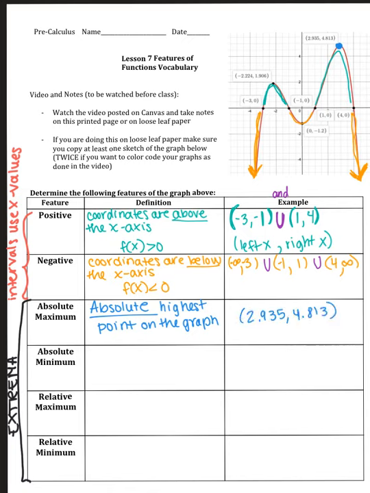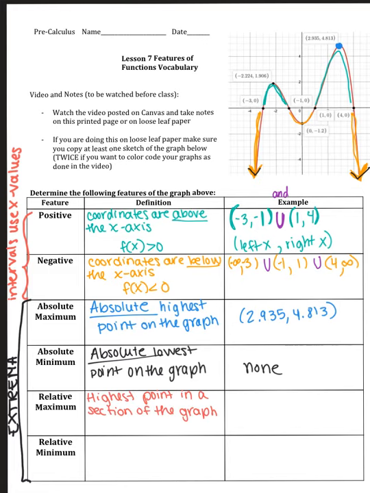The next extrema is an absolute minimum point, and that's just the absolutely lowest point on the graph. And when we look at this graph, we see that there's arrows pointing down, which just means there's no absolute lowest point on the graph. A relative maximum would just be a maximum on a particular section of the graph, but not the overall highest point. So it's kind of like looking for a peak of a mountain without looking for the absolute highest peak.